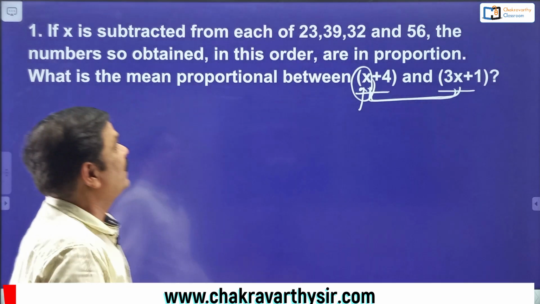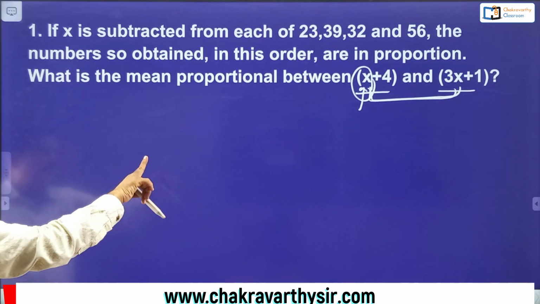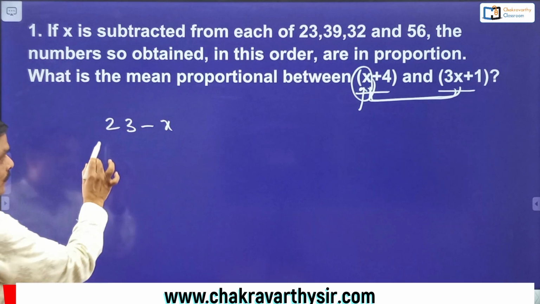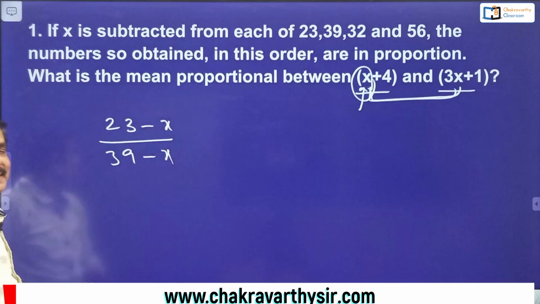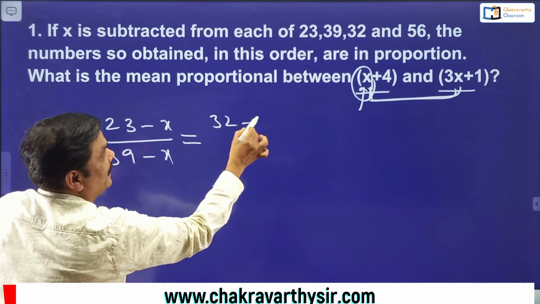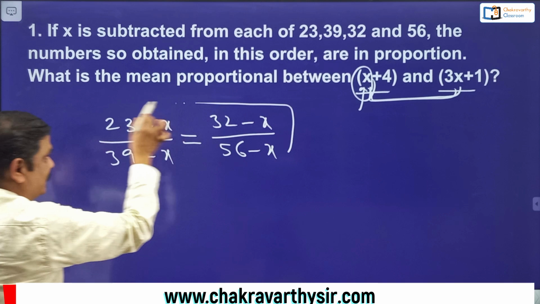What's the conventional way? 23 and 39. So in this ratio, if you deduct x from 23, divided by 39 minus x, that must be equal to 32 minus x by 56 minus x. This is the meaning actually.